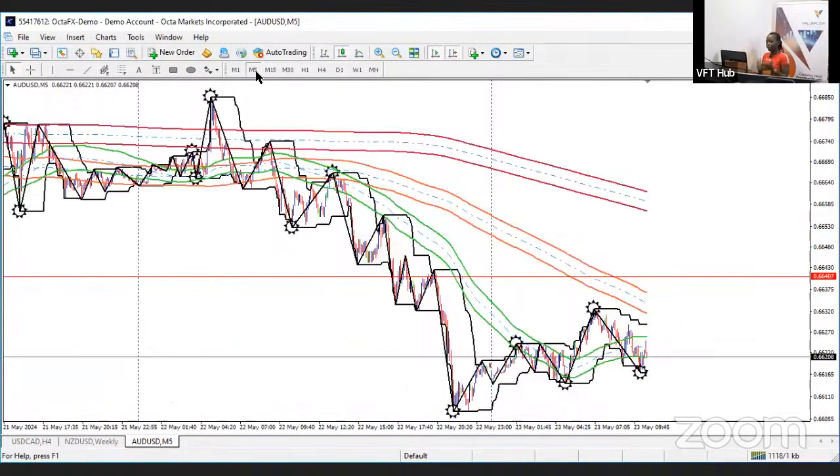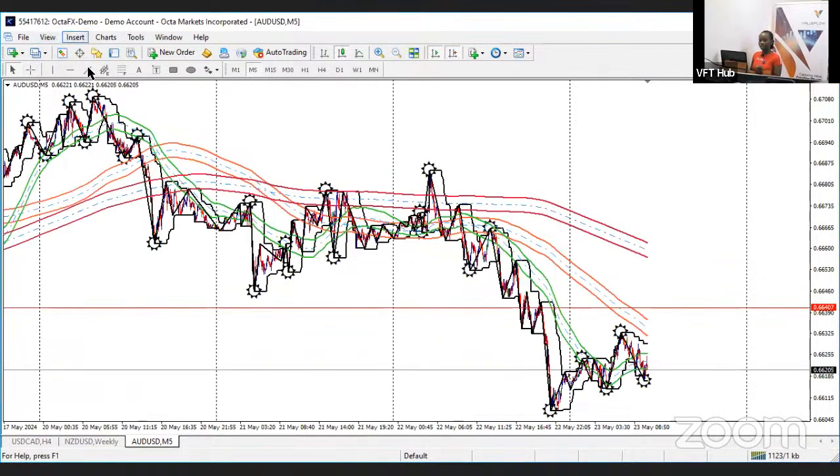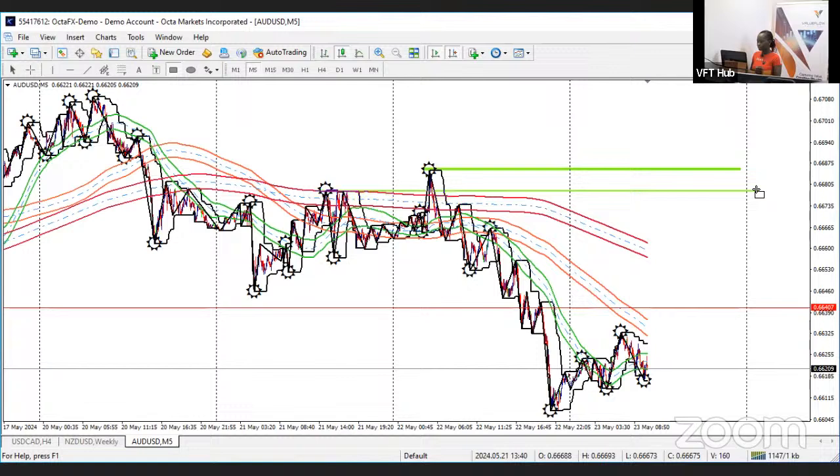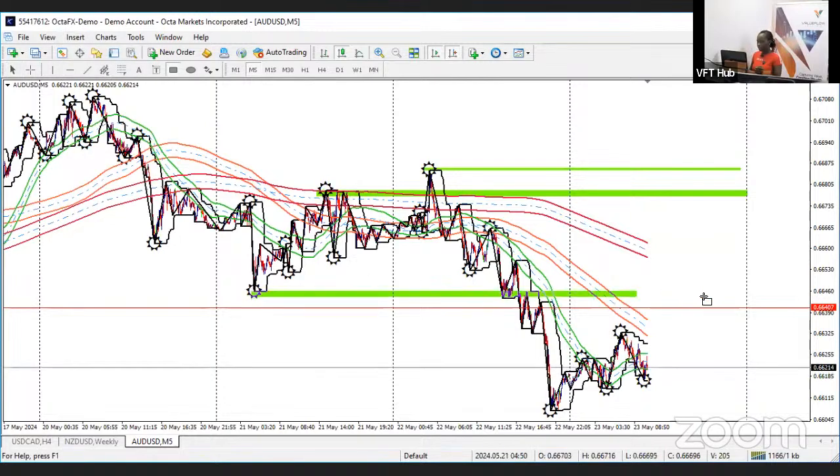Now, there are basically 4 things we do on this time frame, right? 4 things that we do on this time frame. Mark out yesterday's high. Day before yesterday's high. Day before yesterday's low. And then yesterday's low. So what do I want to see AUD/USD doing on this time frame, right?